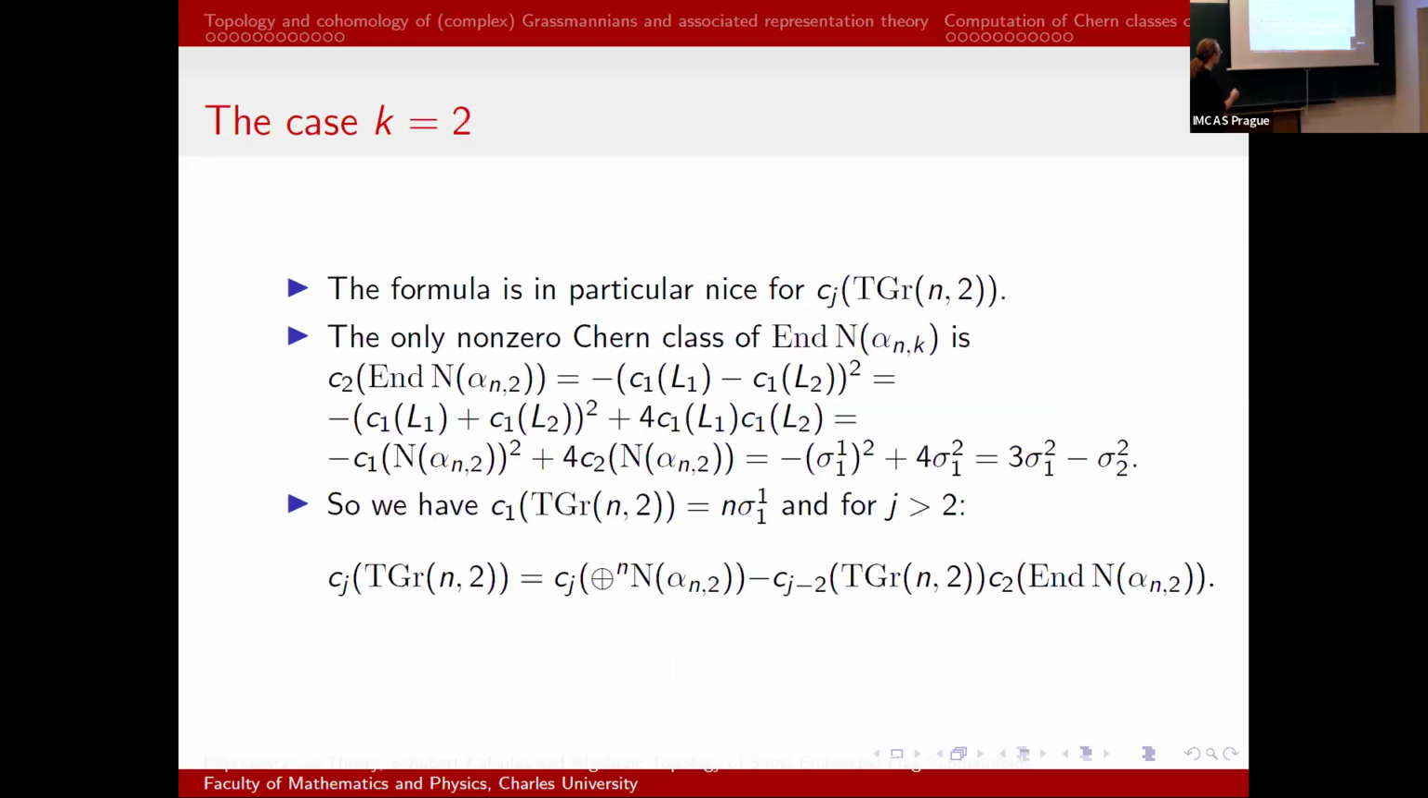And so the jth Chern class of the tangent bundle is just the jth Chern class of the direct sum minus the (j minus 2)th class of the tangent bundle, which we can compute recursively, times the second Chern class of the endomorphism bundle of the boundary.